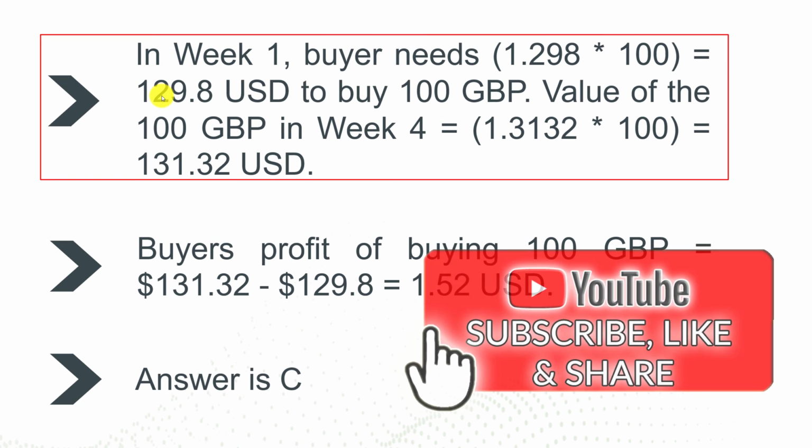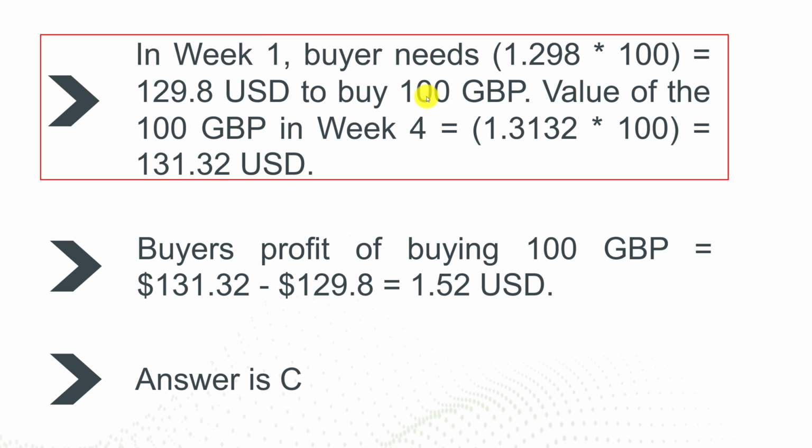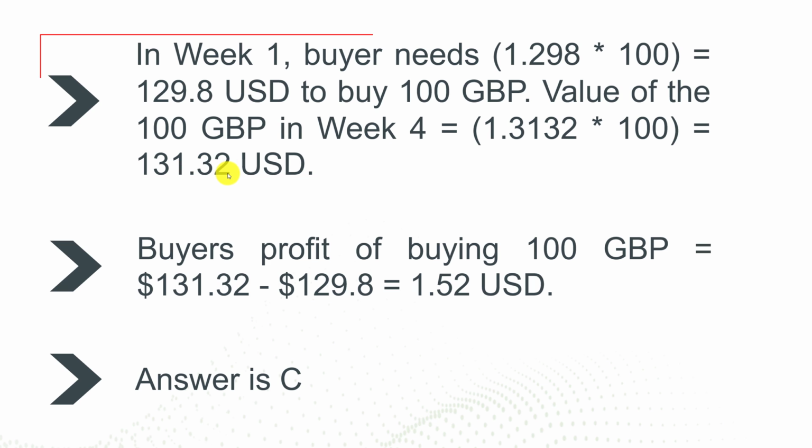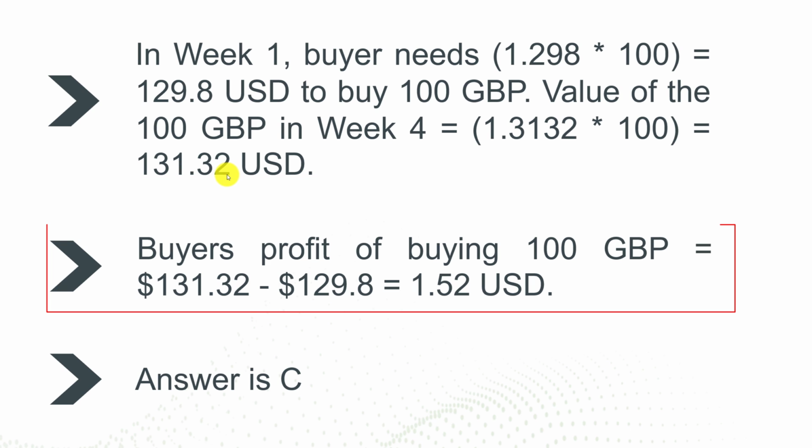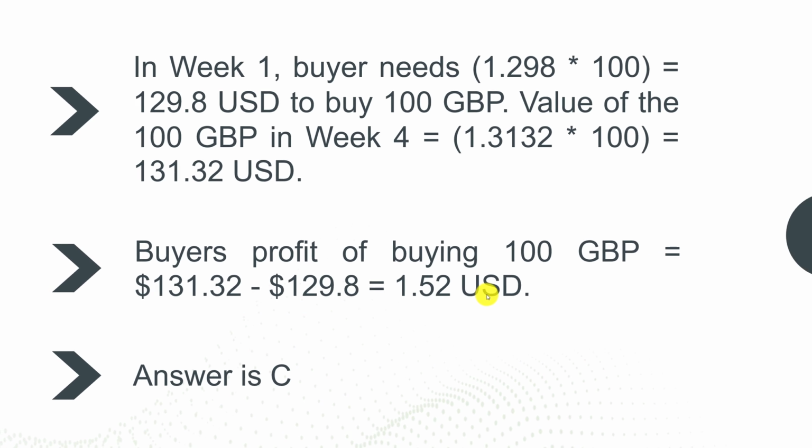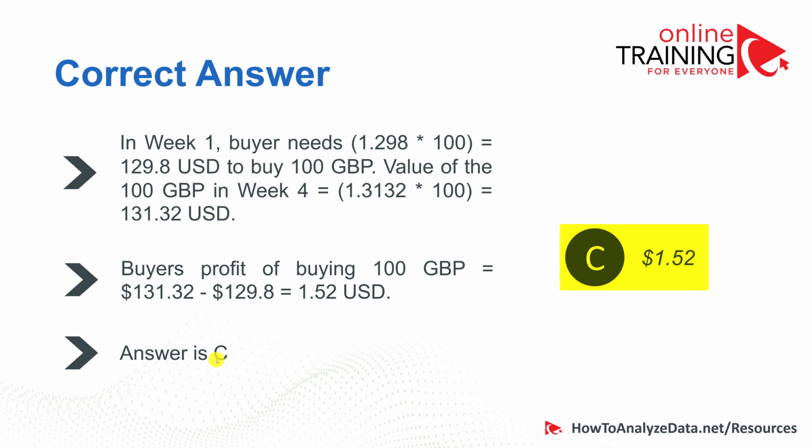In week 1, you need 129 US dollars to buy 100 pounds. And the value of 100 pounds in week 4 is $131.32. So the profit will be calculated as the difference between 131.32 and 129.8, and would be equivalent of $1.52. So the correct answer is C here.